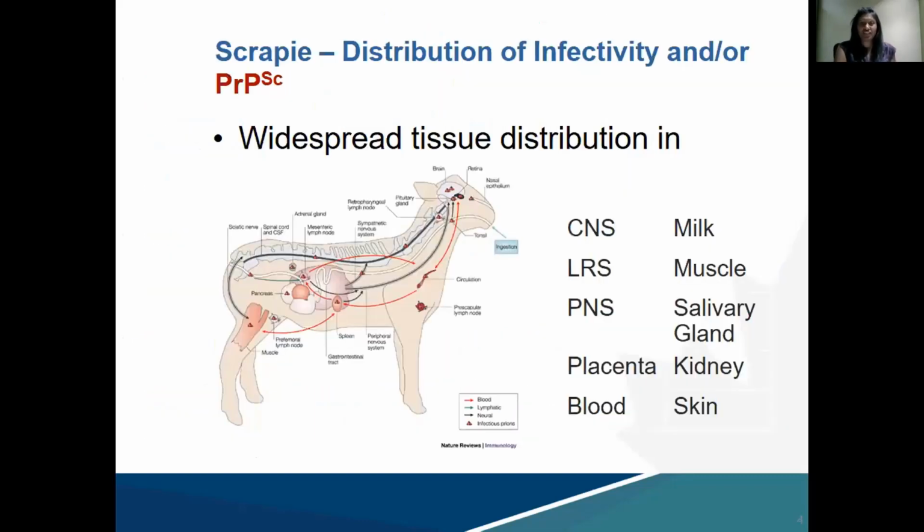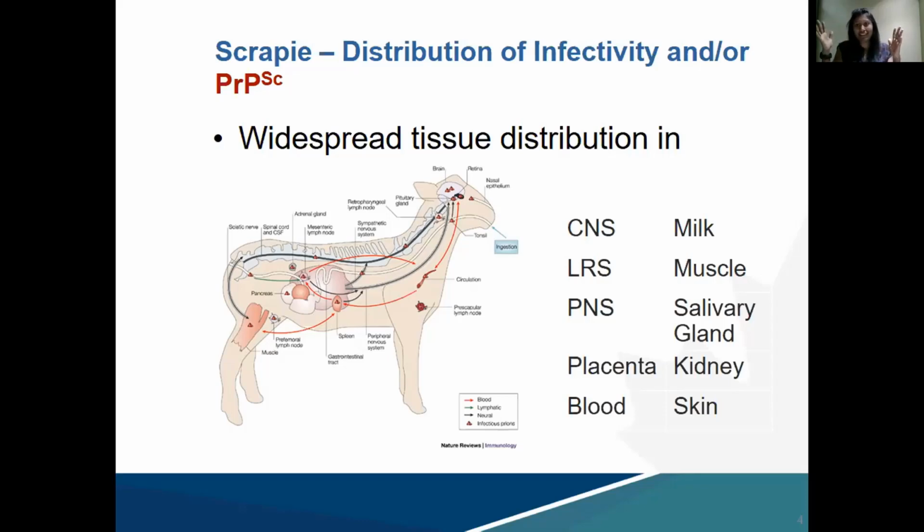This slide is just here to show you that, based on what we know, the Scrapie prion is widespread in almost every major tissue system in the body. That makes it challenging as far as transmission and contaminating the environment, and also direct and indirect transmission between animals.